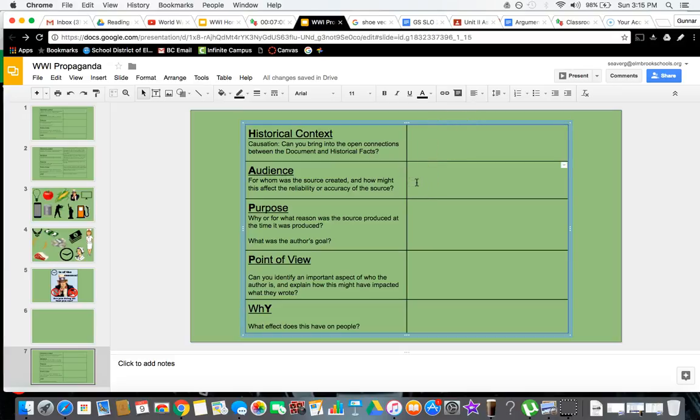You really want to focus on who your audience is. Who are you creating the source for? Who is it going to appeal to? The purpose: why is it being produced? What are you asking people to do? What is you, the author's, goal? Point of view: you are the author, so how is who you are as an individual, who you are as a student, influencing the poster that you are creating? And also, what effect is this poster having on people?